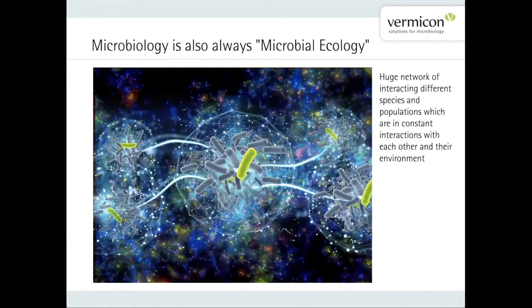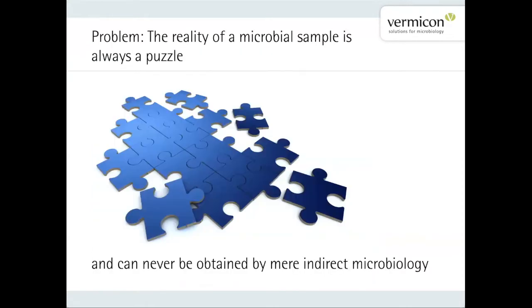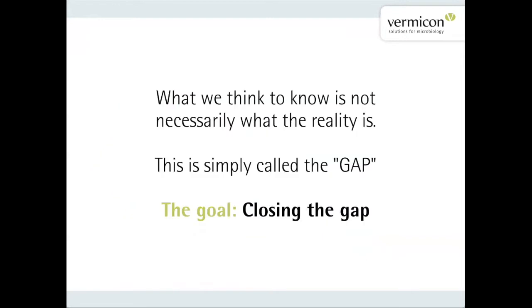It's not that we have a sample and there's a Salmonella, a Listeria, and Legionella. No, this is a complex biocenosis, and they are in constant interactions. So the problem is the reality of the microbial sample is always a puzzle and can never be obtained by mere indirect microbiology. So we often think, when we apply indirect methods, that we know what the reality of the sample is. But we really don't. What we think we know is not necessarily what the reality is.